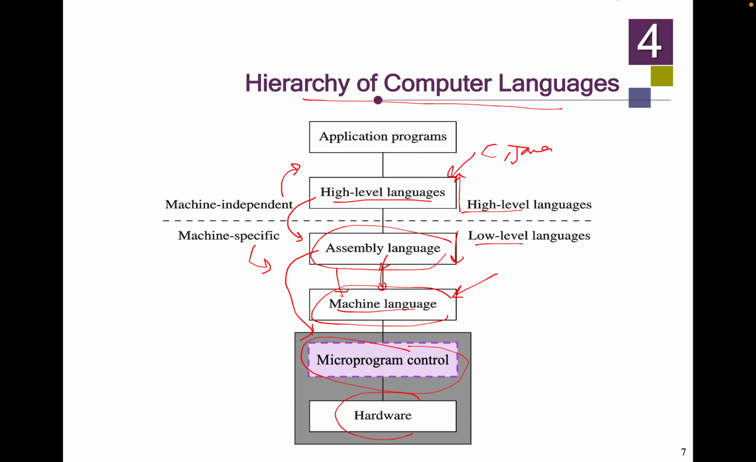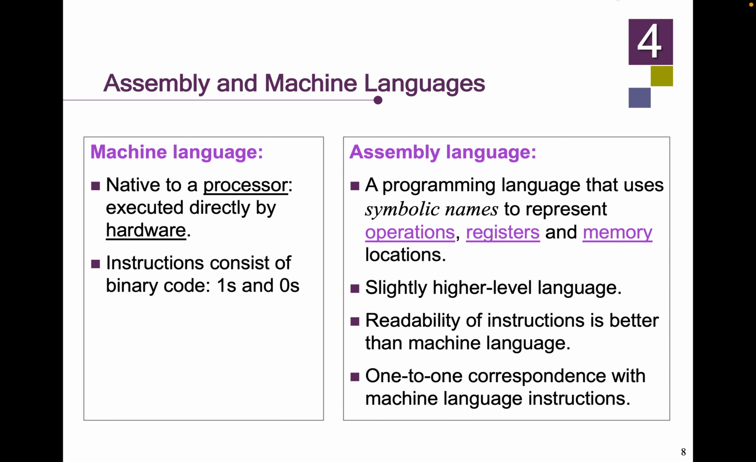Okay, we continue. Now we're going to see the relationship between assembly and machine language. You can see here what machine language is and what assembly language is. Machine language is native to a processor, executed directly by the hardware. Instructions consist of 101010, which is generated from your assembly language, of course.